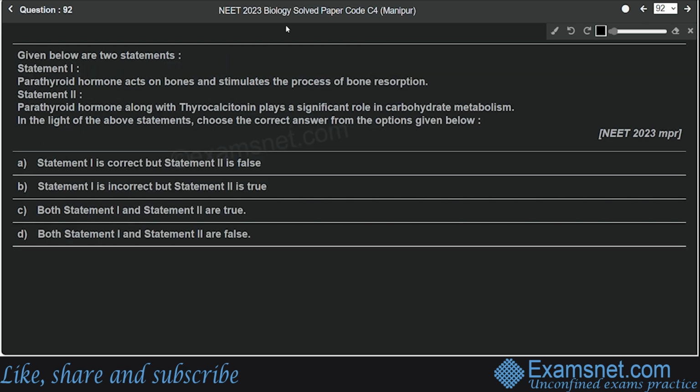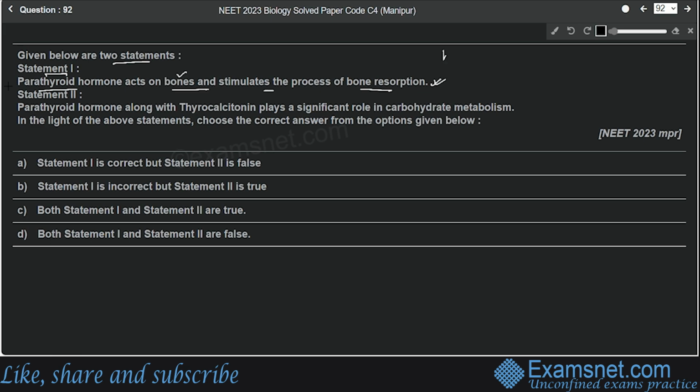Question number 92 is from the chapter Chemical Coordination and Integration. Two statements are given here. The first statement says that parathyroid hormone acts on bones and stimulates the process of bone resorption. So yes, this is a correct statement. It acts on bones and stimulates the process of bone resorption.